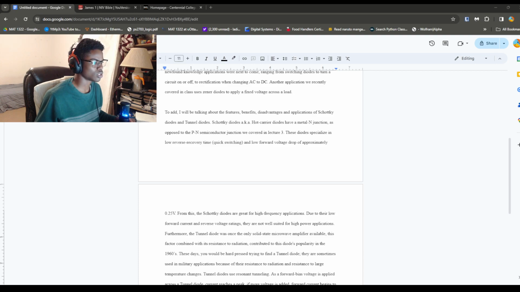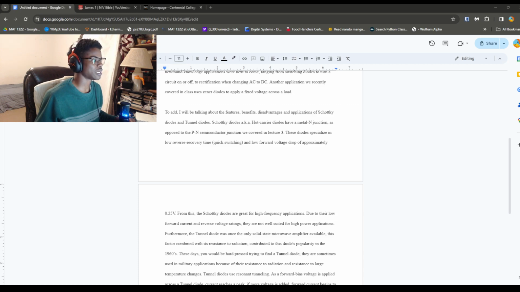Schottky diodes, also known as hot carrier diodes, have a metal to N junction, as opposed to the P to N semiconductor junction we covered in lecture 3.